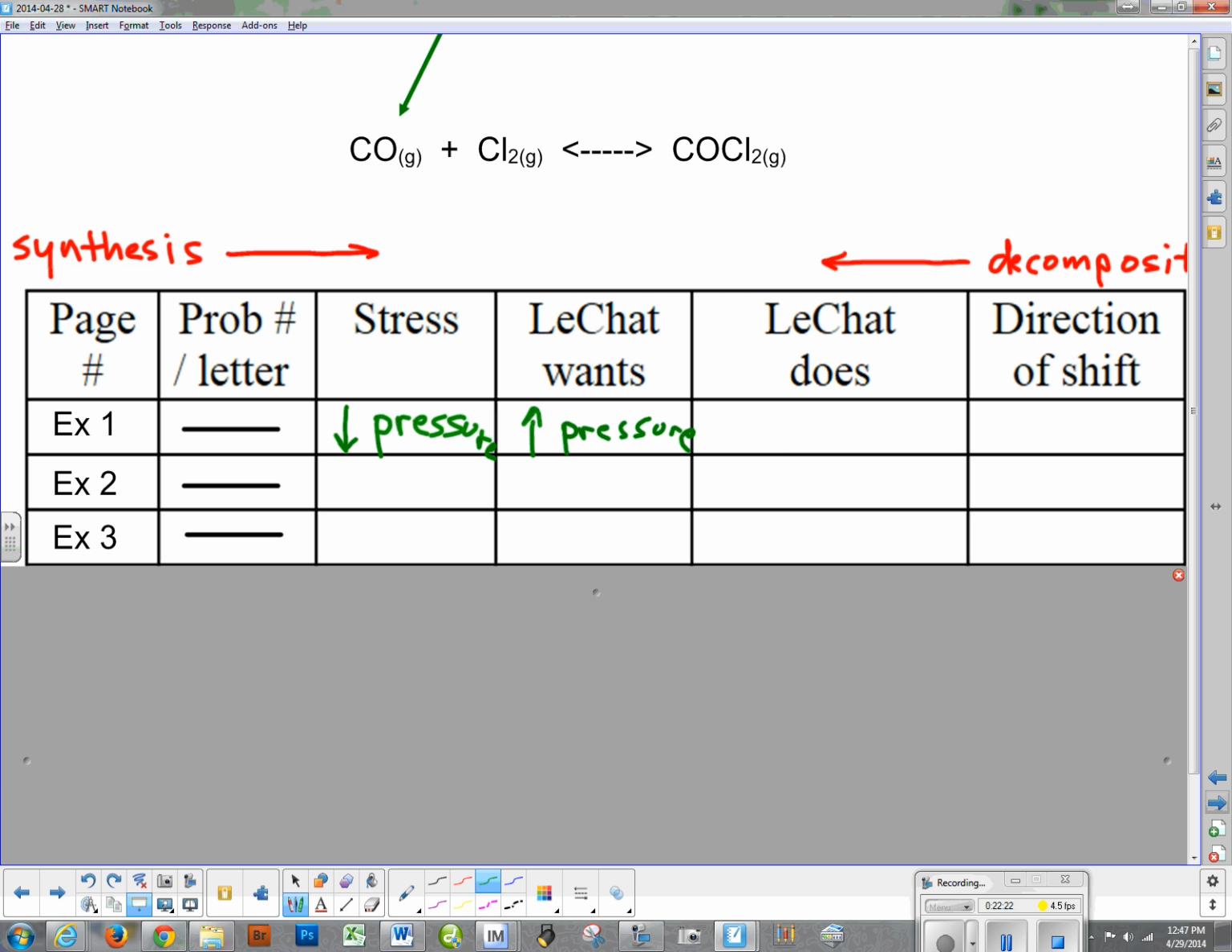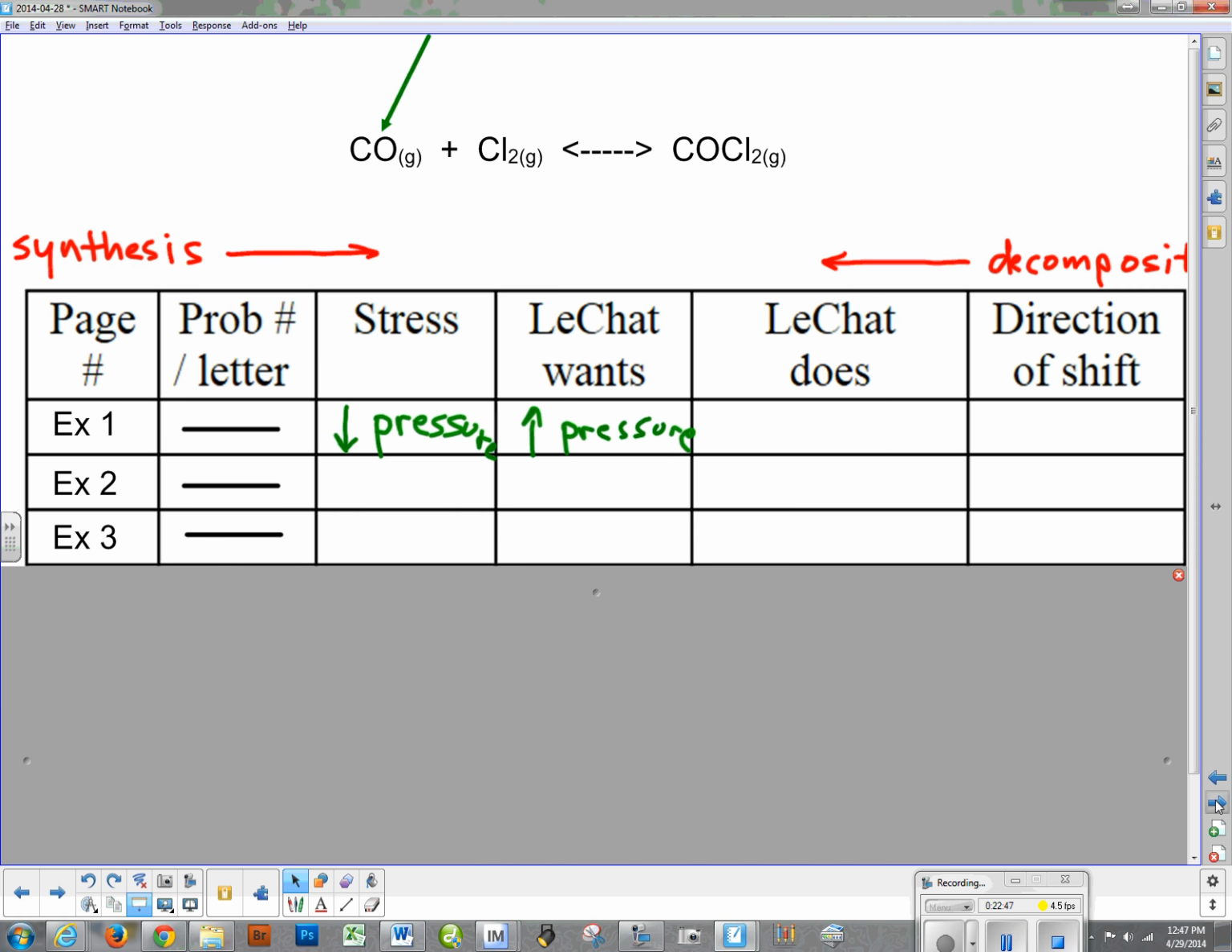To get the pressure up, what he does is he goes to the side with more moles. Well, let's add up the moles on the left side. For getting the moles, we have to look at the coefficients. Now, coefficients on all these guys are 1. So let's add up the coefficients on the left side. We have 1 on the CO.